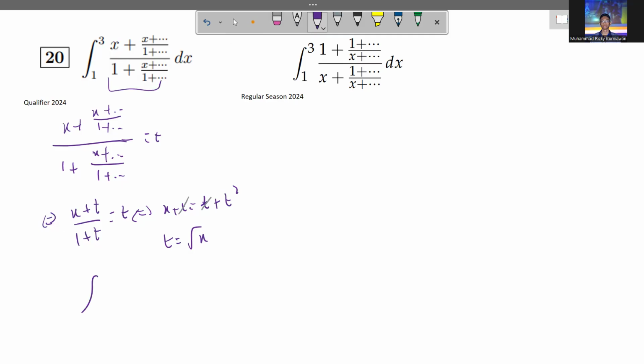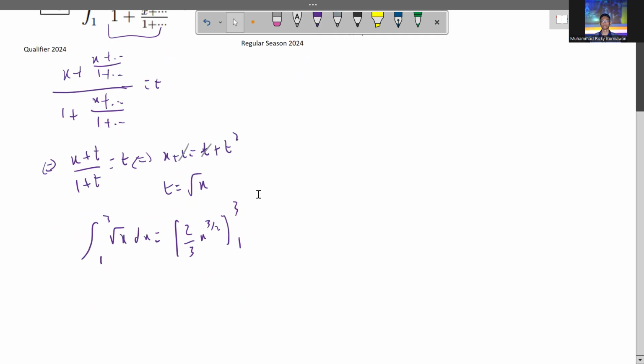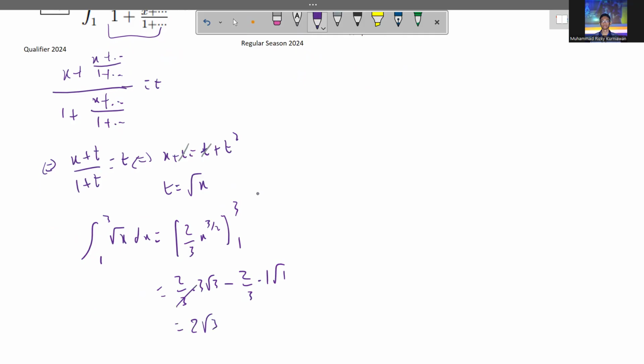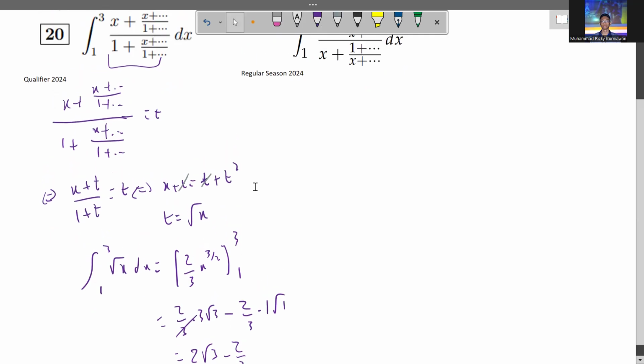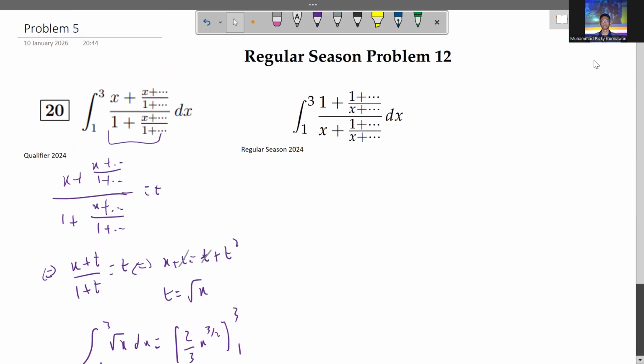So the entire integrand is simply square root of x, and this integral simplifies to something very simple. The antiderivative of square root of x is 2/3 x to the power of 3 over 2. Then we insert the integration bounds: 2/3 times 3 to the 3 over 2, which is 3 square root of 3, minus 2/3 times 1 to the 3 over 2. So we have 2 square root of 3 minus 2/3. Pretty simple. However, the same cannot be said for the second problem.